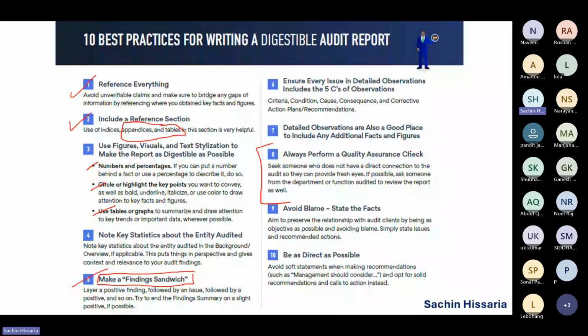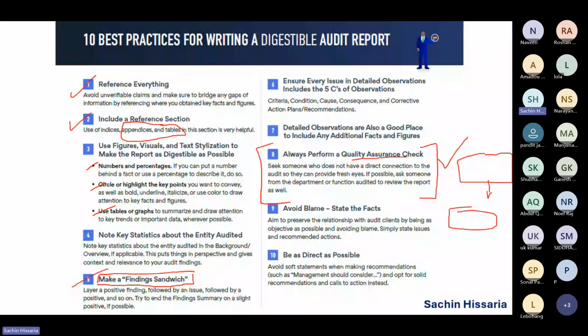Once my report is ready, I always share that report with another person. I ask them to do the proofreading: was there any mistake, or was there any observation which you are not able to understand, or any observation which is not giving an appropriate view of the problem statement. So do that quality assurance check.